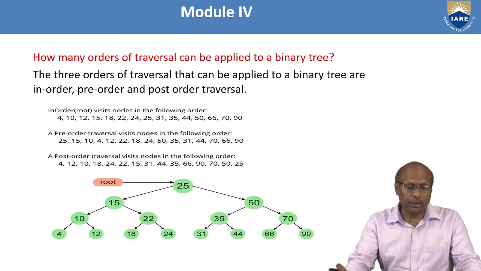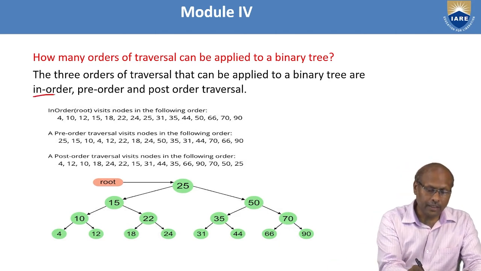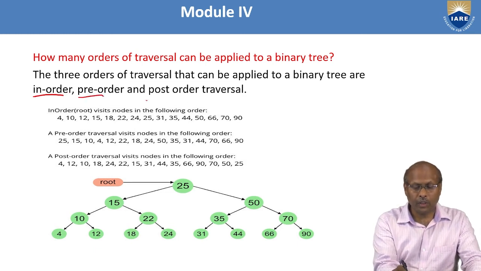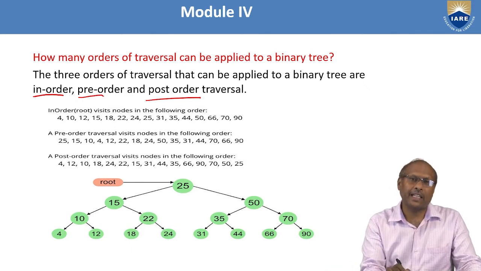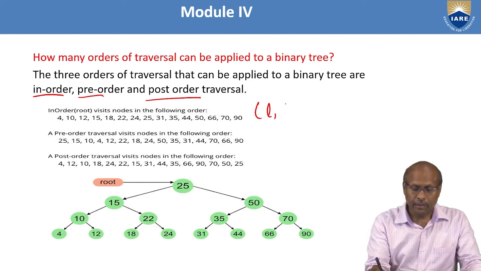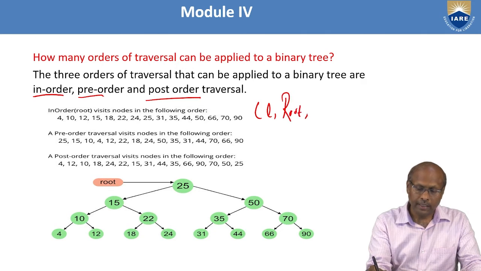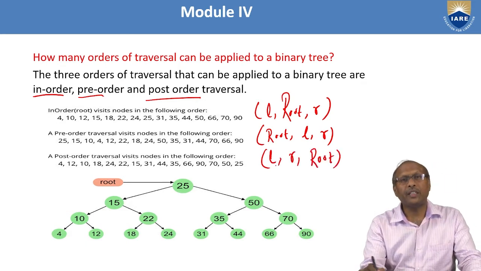Next, they may ask a question: how many orders of traversal can be applied to a binary tree? A binary tree can be traversed in 3 ways: either in-order traversal, pre-order traversal, or post-order traversal. Generally, these are the 3 standard. Of course, one more extra is there, that is level order traversal, but these 3 are the standard traversals for a binary tree. In-order says first left, then root, and then right. Pre-order says first root, then left, and then right. And post-order says left, right, and then root. So this is the way you have to follow.